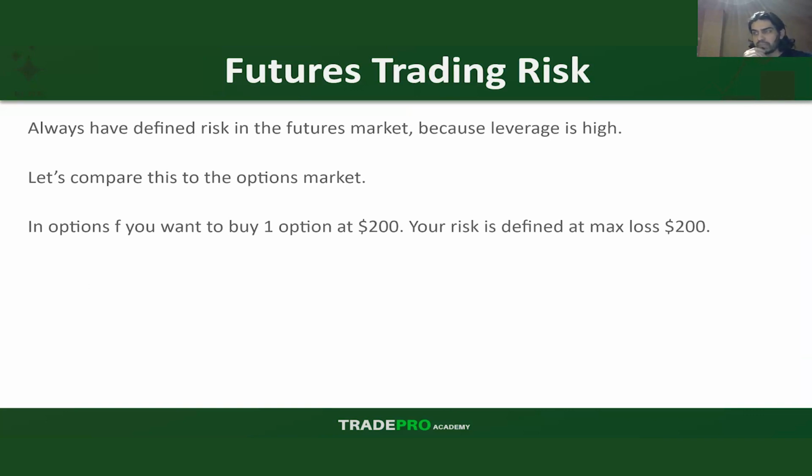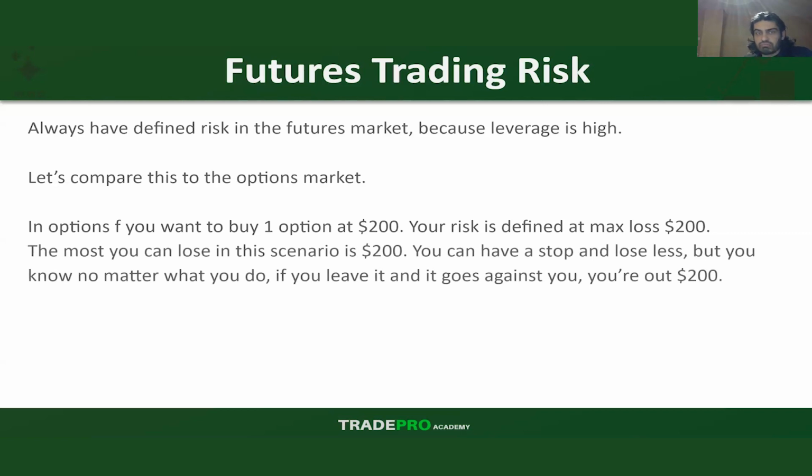If I buy options for the underlying to go up or down, I know that I stand to lose $200 regardless of what happens, right? That's the max I can lose in this scenario. You can have a stop, you can lose a little less, but I know no matter what I do, if it goes against me fully, I'm out $200.